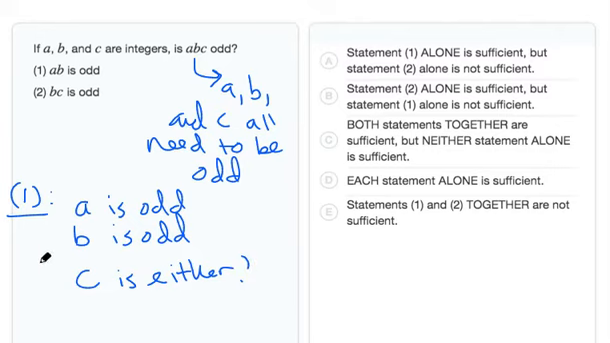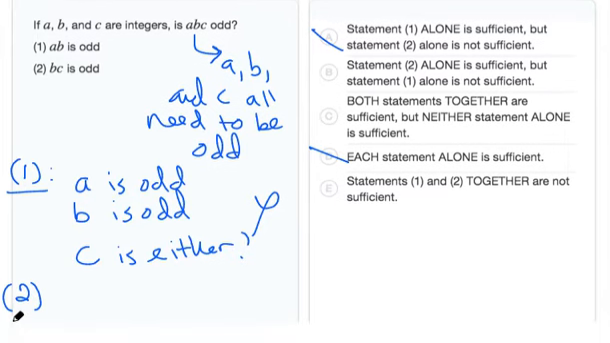And if C happens to be even, then ABC is even. If C is odd, then ABC is odd. So we can't actually determine whether our product A times B times C would be odd. It's dependent on what C is in this case. So statement 1 alone is not sufficient since we can't answer the actual question. So we can rule out answer choice A and D. And let's move on to statement 2.